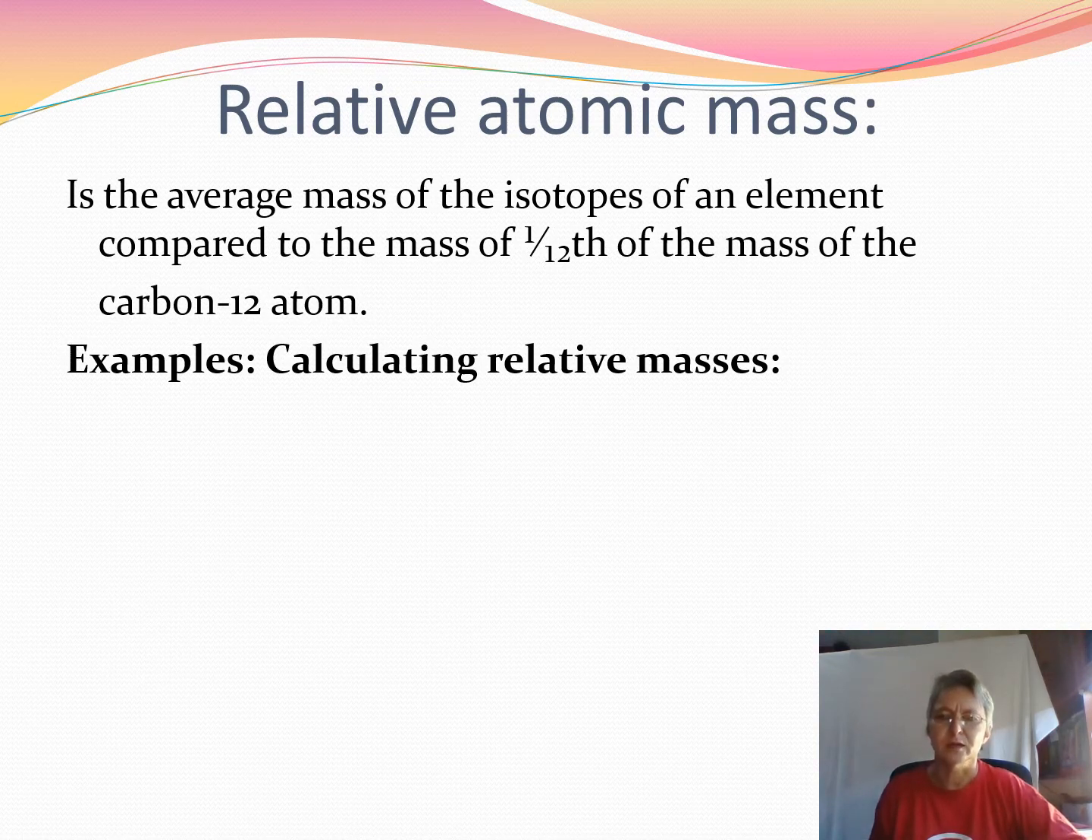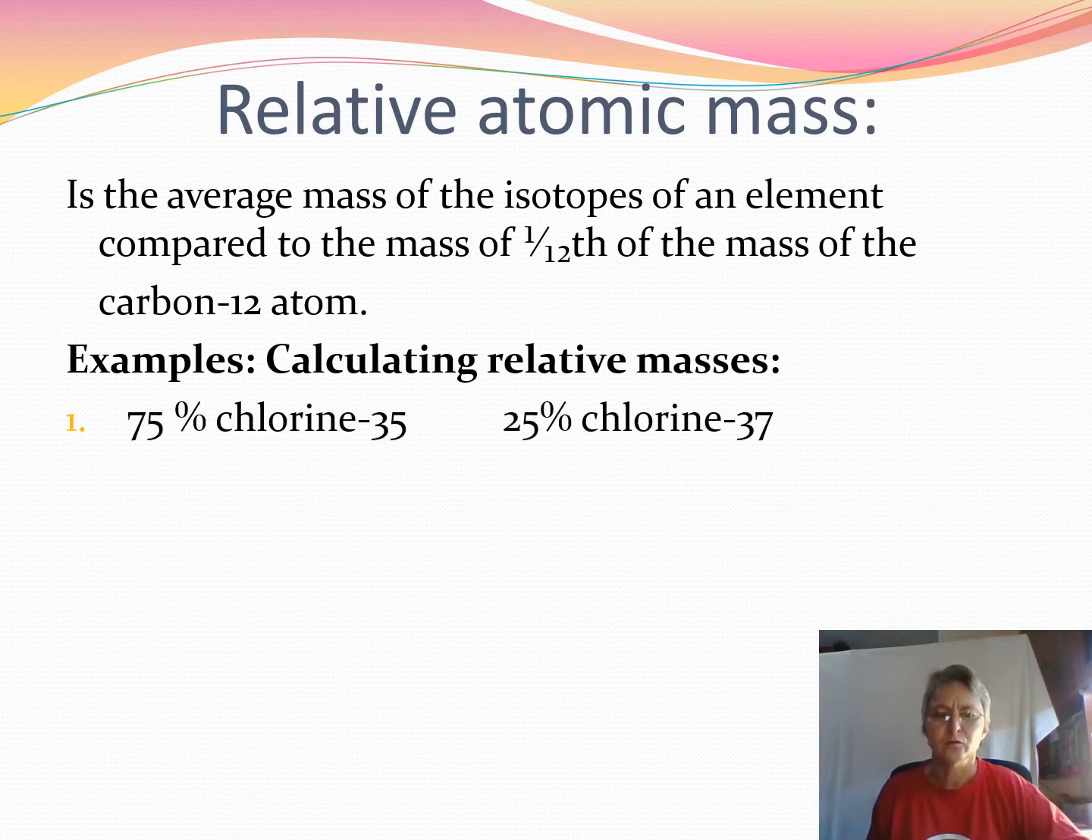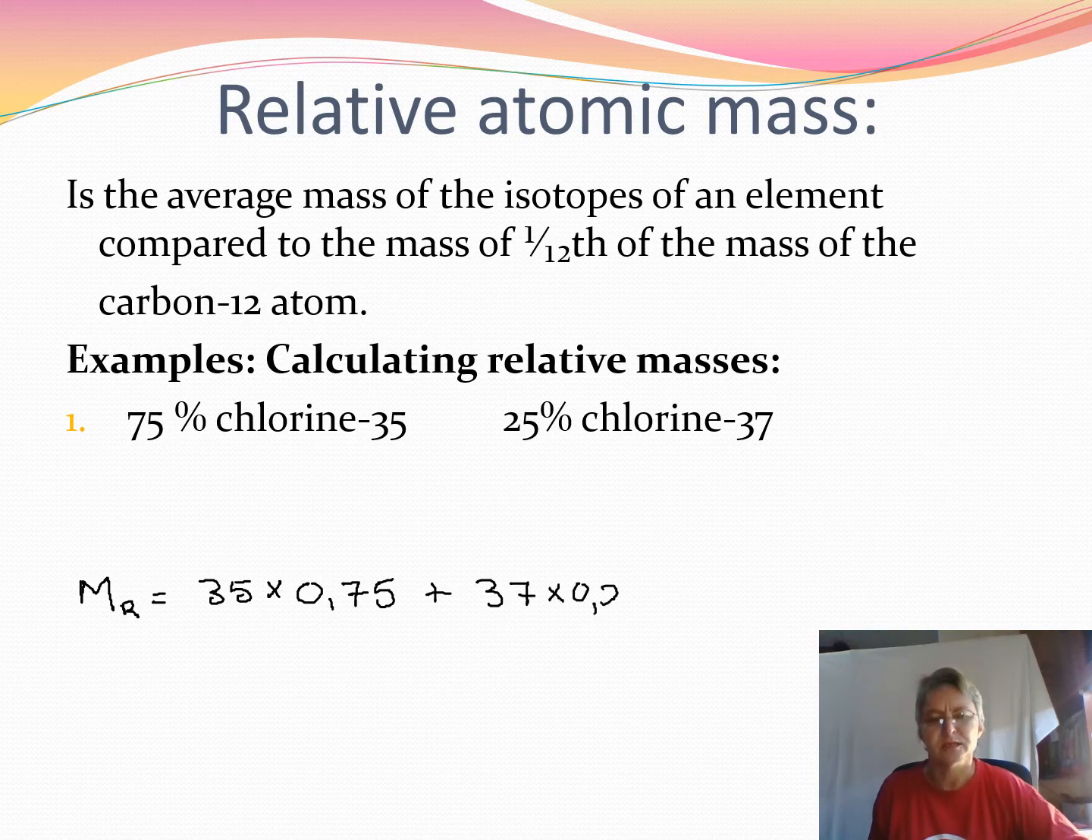Let's go through some examples we know already, calculating relative masses. First of all, we've got chlorine 35. 75% of chlorine is chlorine 35. So to calculate the relative mass of chlorine, you take the mass number of the isotope and you multiply it by the percentage as a decimal. And you add to that the mass number of 37 times 25% as a decimal, and that gives us an answer of 35.5. And these are atomic mass units.